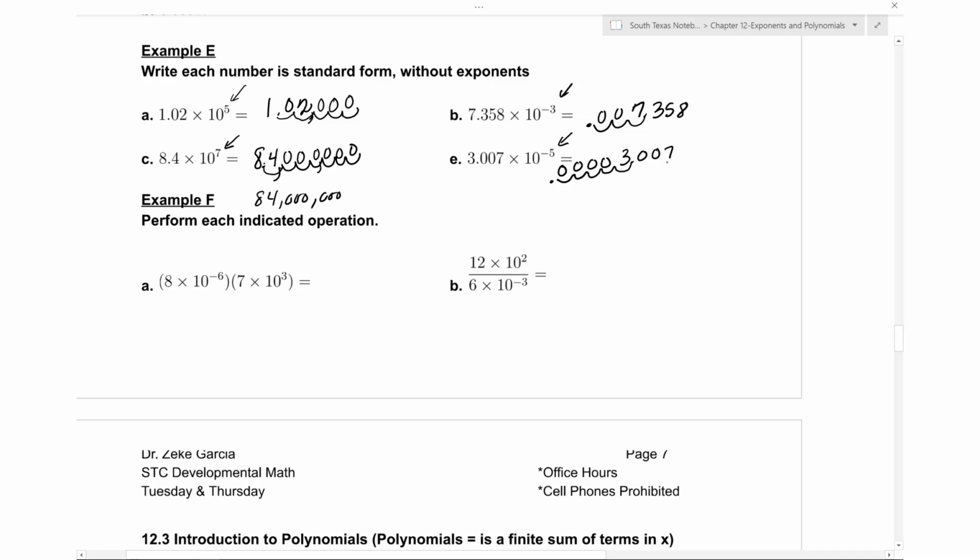Example F, we're going to perform the following indicated operation. You notice we're multiplying. So we're just going to multiply 8 times 7, times 10 to the negative 6 power times 10 to the third power. 8 times 7 is 56. So we have 56 times 10 to the negative 3 power. And so we're going to move the decimal place 3 places: 1, 2, 3. So it will be 0.056.